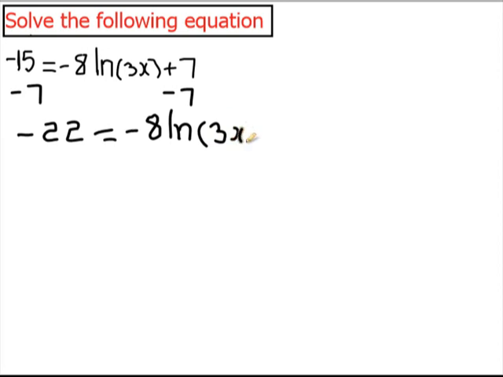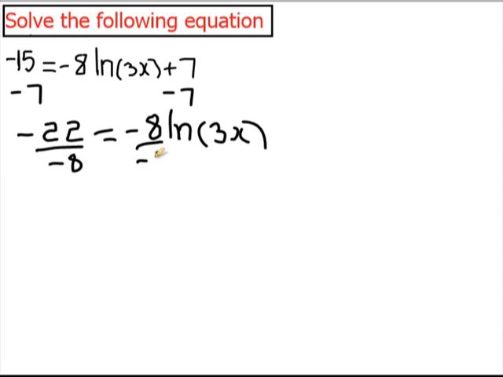Remember the first step, in order to have only the logarithm on one side, I have to get rid of the minus 8. How to get rid of this minus 8? I'm going to divide both sides by minus 8, right? So let's divide both sides by minus 8.